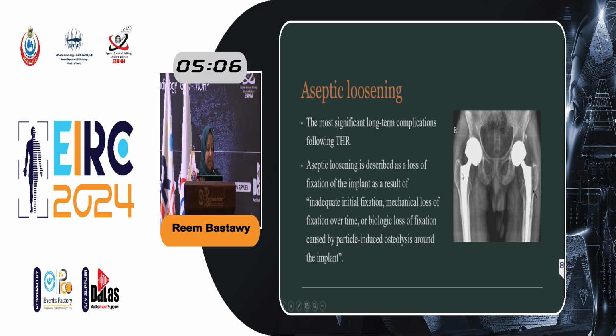Another complication is aseptic loosening, which is the most significant long-term complication following total hip replacement. Aseptic loosening is described as loss of fixation of the implant as a result of inadequate initial fixation, mechanical loss over time, or biologic loss of fixation caused by particle-induced osteolysis. Radiographically, aseptic loosening is defined by the presence of linear lucency along the bone-metal interface.